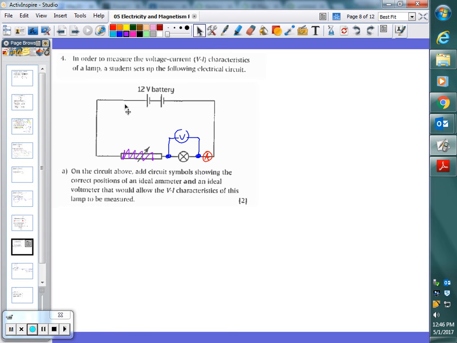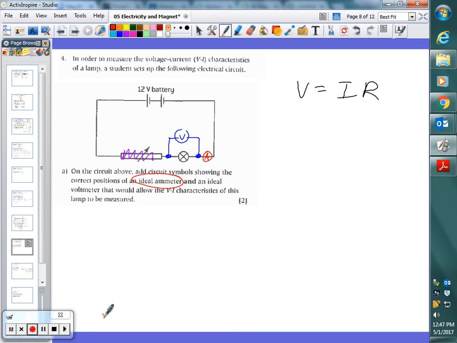And whenever we're analyzing a circuit, we're going to basically use Ohm's law, which can be rearranged into this form, showing the relationship between voltage, current, and resistance, or potential difference, current, and resistance. Okay? Good there? So the first part said, on the circuit above, add circuit symbols showing the correct positions of an ideal ammeter and an ideal voltmeter.